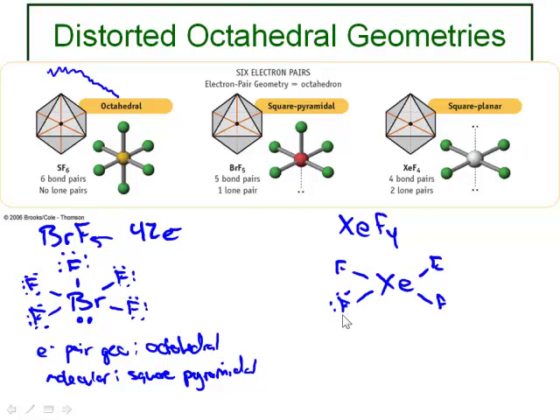And then dot, dot, dot, like that. We have 4 more electrons that are going to be placed on the central xenon atom like that.